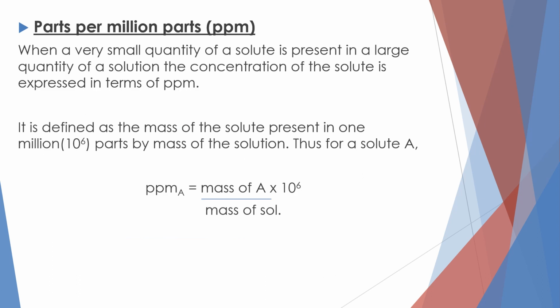Now we have the last topic of concentrations, that is ppm, parts per million. If we have a glass of water and we add only a single drop of ink, that means a very small quantity of a solute is present in a large quantity of a solution, and the concentration of the solution is expressed in terms of ppm, parts per million. It is defined as the mass of the solute present in 1 million parts by mass of the solution. Thus for a solute A, ppm of A is equal to mass of A upon mass of solution into 10 raised to power 6.